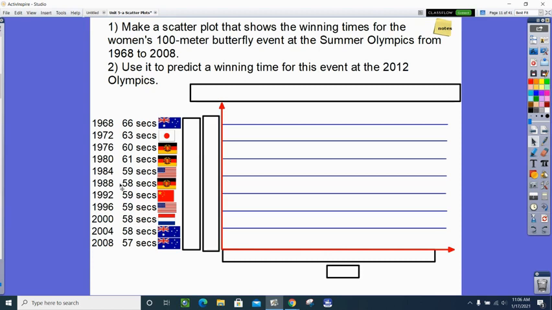The Winter Olympics, just to let you know, at one point were on the same years as the Summer Olympics, and then they didn't like that, so they made the Winter Olympics at one point go 2 years off to get them away from the Summer Olympics.